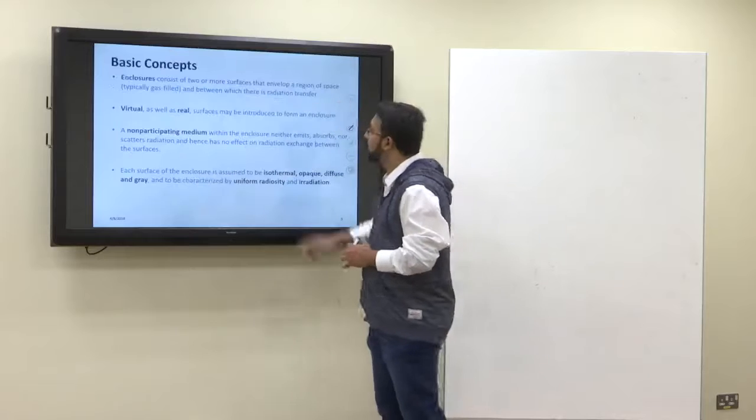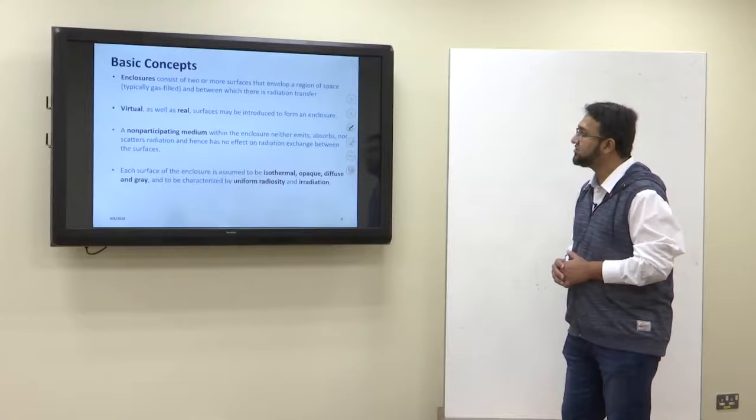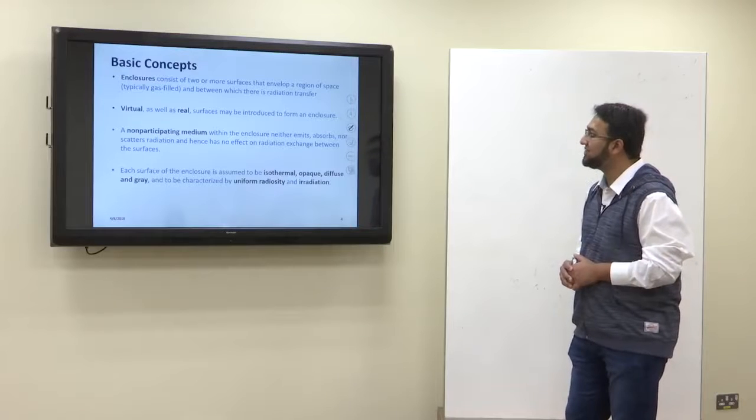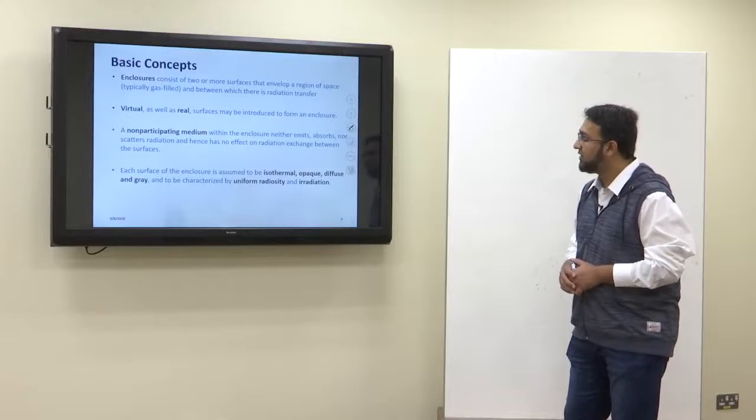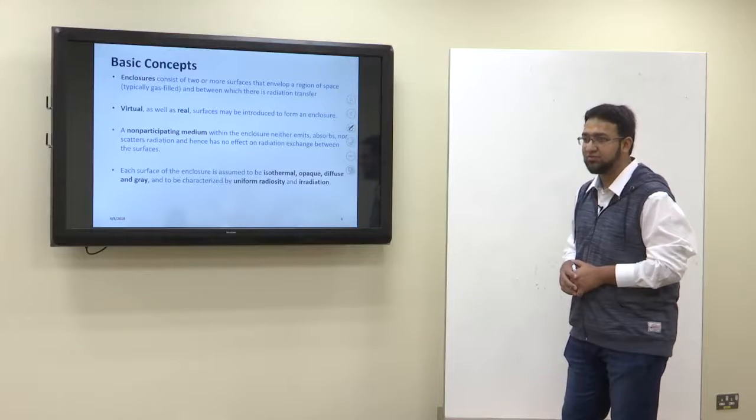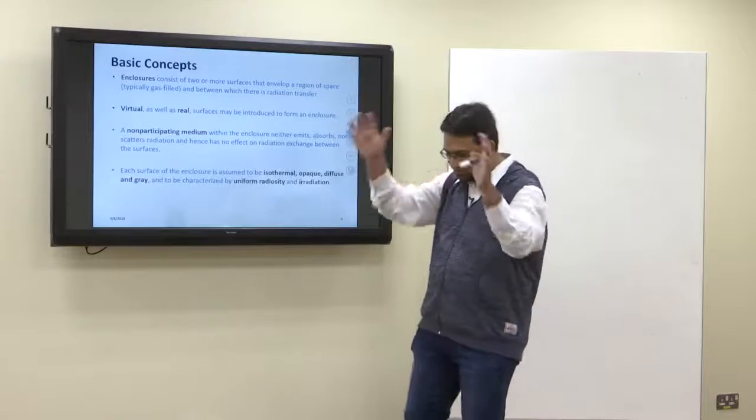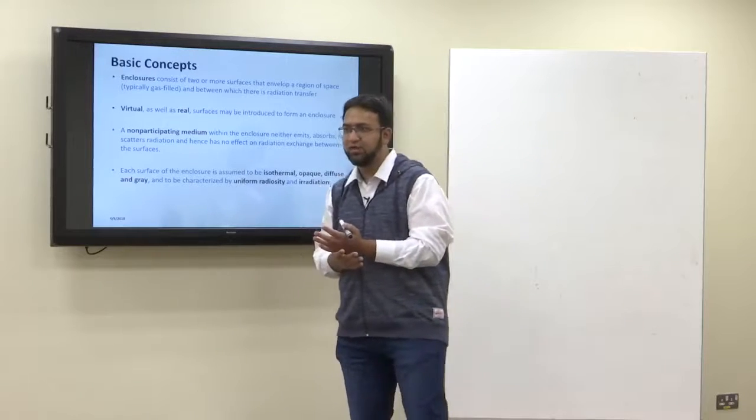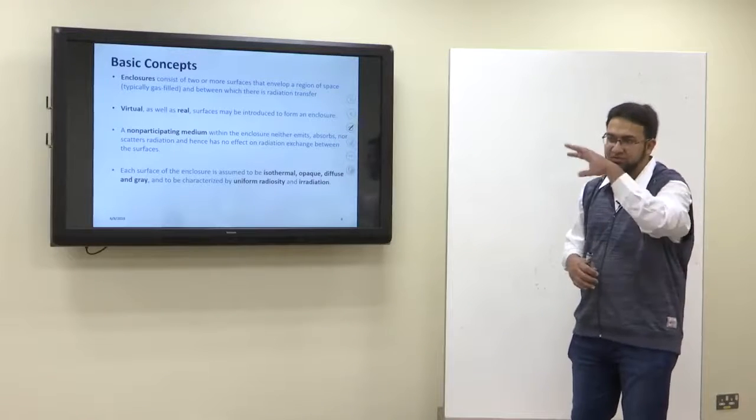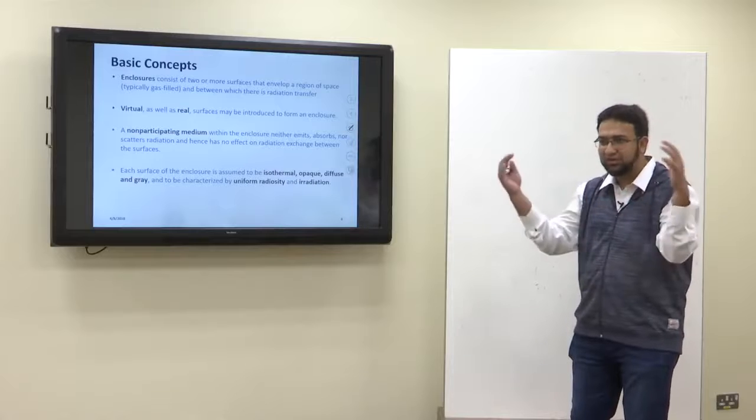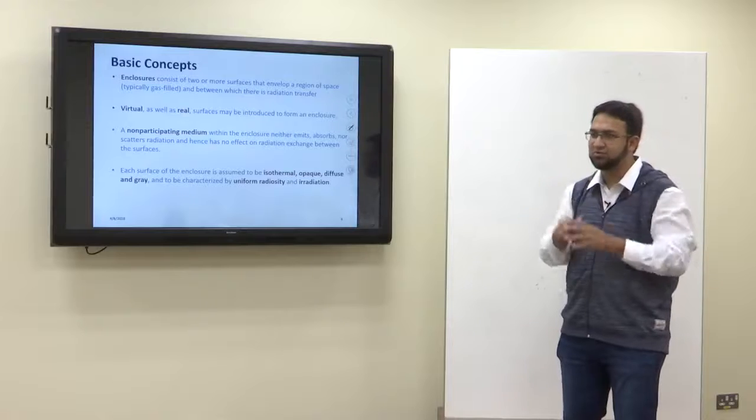Well, anyways, enclosures. Enclosures consist of two or more surfaces that envelop a region of space, typically gas-filled, and between which there is radiation transfer. An enclosure is any enclosed surface, any surface which is closed. Okay, and there is radiation transfer going on within those surfaces. However, it does not leave the enclosure. It remains within the enclosure.